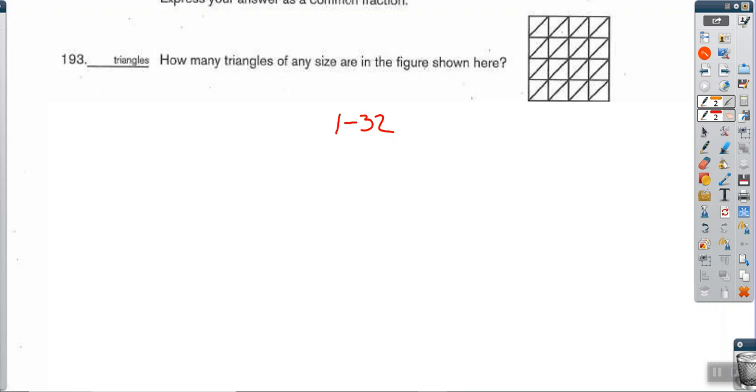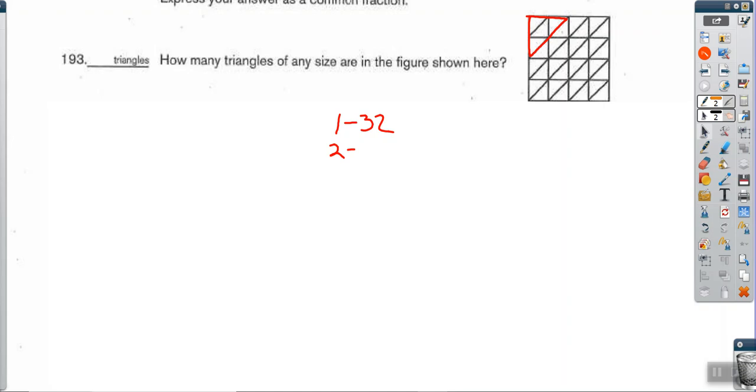So just to double check, there are 16 squares in this, and then each square has 2. 16 times 2 is 32. All right. So then the next question is, how many of a length of 2? In other words, we're looking at this triangle right here. 18. So 18. How do you get 18?